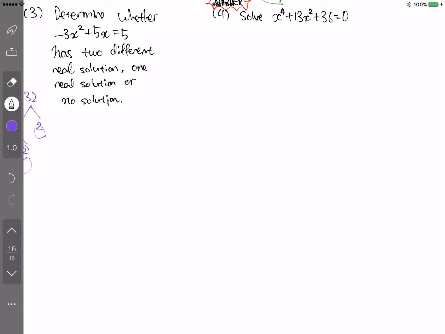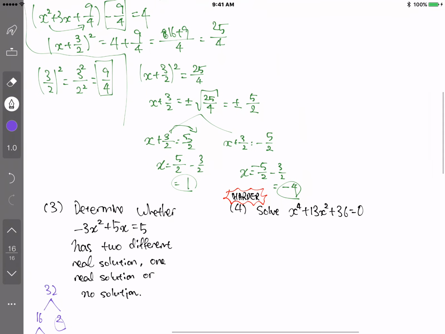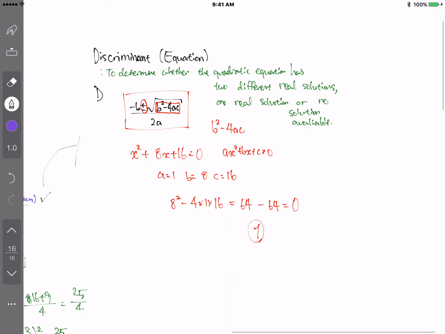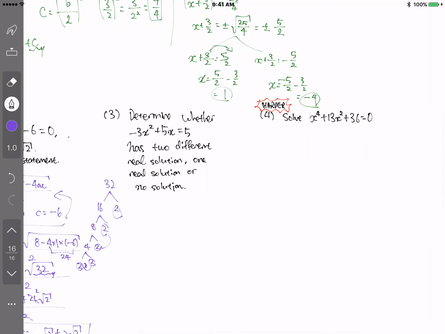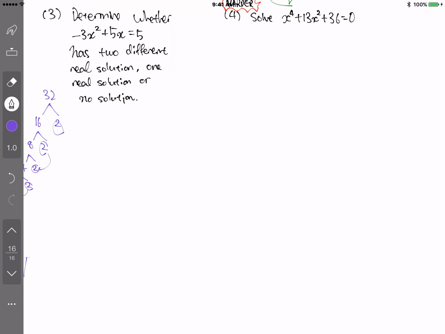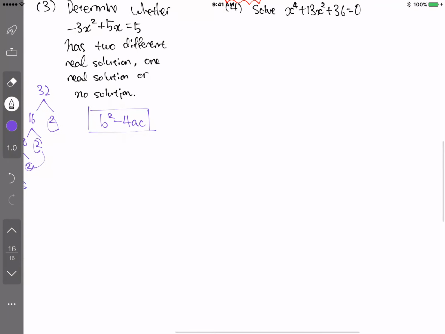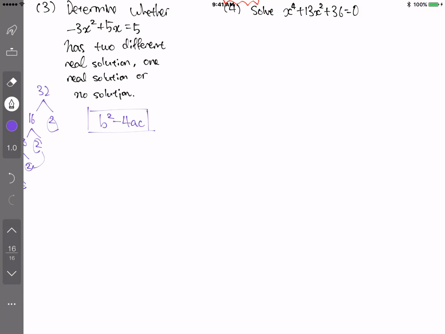So this is basically telling you to use the discriminant equation, which I just told you about. It looks like b squared minus 4ac. So let's substitute those values. But before that, we need to turn the equation into standard form, which looks something like this.